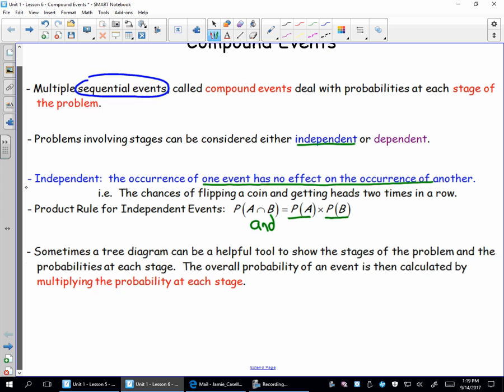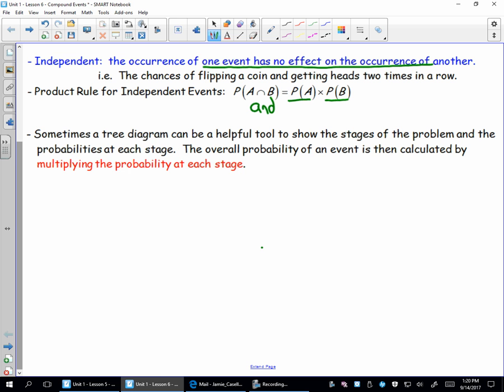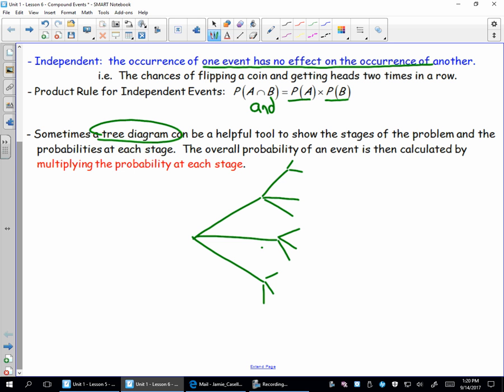Okay? To do these things, the easiest way, we can't use Venn diagrams because we don't have overlapping things, but we can make tree diagrams. A tree diagram helps show the stages of the problem and the probability at each stage. So a tree diagram is going to have branches, and we have more branches off of those things. And what we're going to need to do is figure out the probability of each stage. So probability here, and then we're going to multiply the probability here, and then multiply the probability here. Every time we add a branch, we add a stage, we add multiplying.